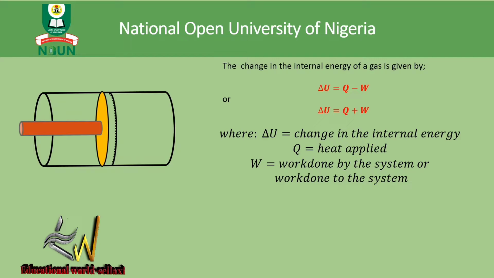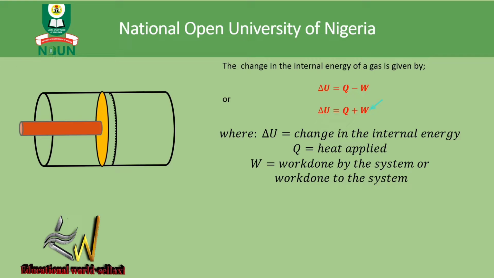Remember, if the system is doing work to the surrounding, part of the internal energy is used to do work to the surroundings, so the value of the internal energy will be reduced. That is why we use the first one that has to do with minus. But when work is done on the system from the surrounding, the internal energy is increased. The work done is adding to its internal energy. So we will use the second formula that has to do with plus.